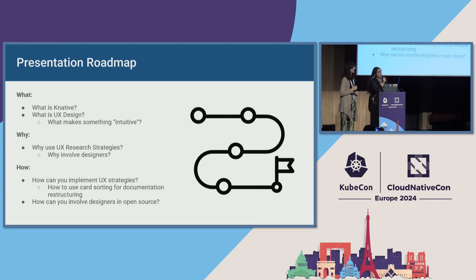We're also going to be covering why. Why might you want to explore UX strategies for your own projects, and why you might want to think about involving designers in your open source tools. Lastly, we want you to consider how. How can you actually implement these UX strategies in your own projects? An example we're going to show you is card sorting. And lastly, how can you actually go about finding designers for your open source projects?